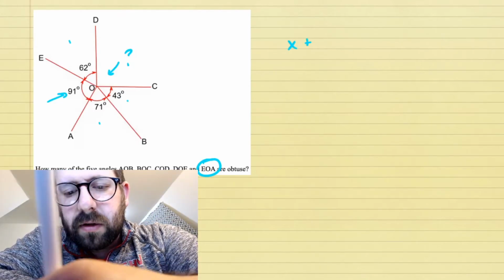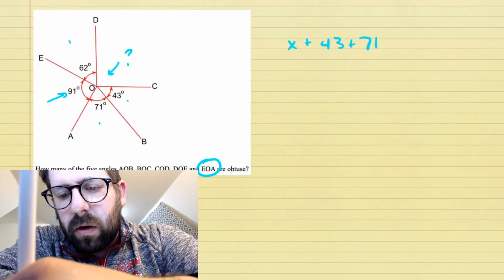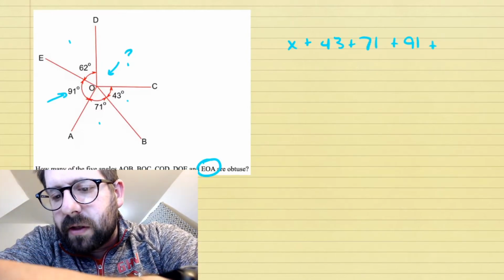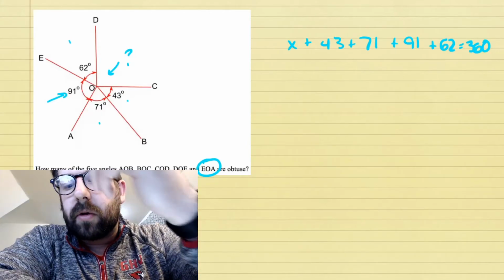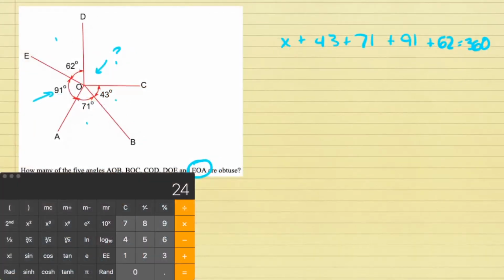So x plus the 43 plus the 71 plus the 91 plus the 62 should make 360. Okay, so I need to subtract those over. I'm going to jump right to the calculator. Let's take 360. Let's get rid of all those angles. So let's get rid of the 43 first. Let's get rid of the 71. Let's get rid of the 91. Let's get rid of the 62. I'm left with 93 degrees. So this mystery angle is 93 degrees.